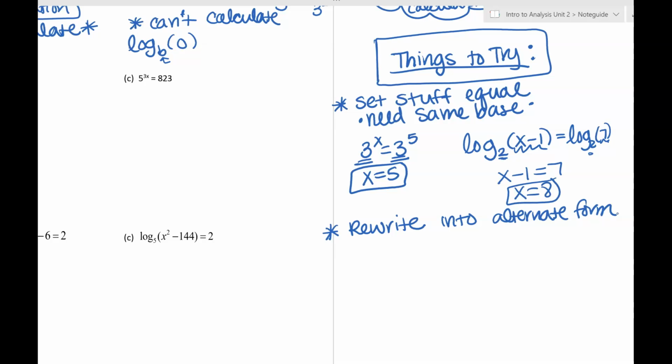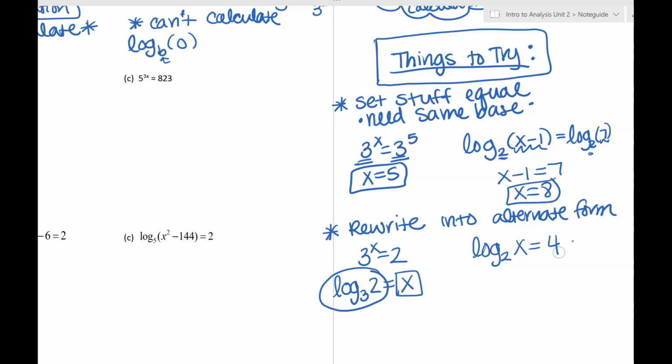For example, let's say I had 3 to the x equals 2, and I can't really solve this the way it's looking right now. If I rewrite this in log form, it would say log base 3 of 2 equals x. I have actually got x alone here. This is the answer. Then you can put that into a calculator the way that we mentioned before.